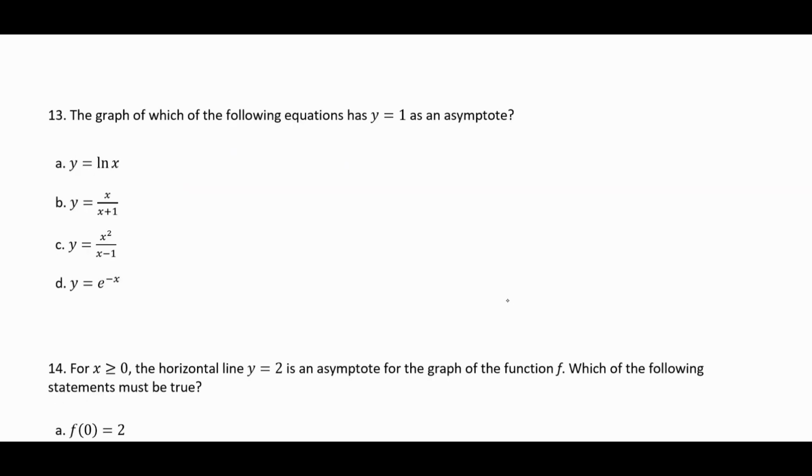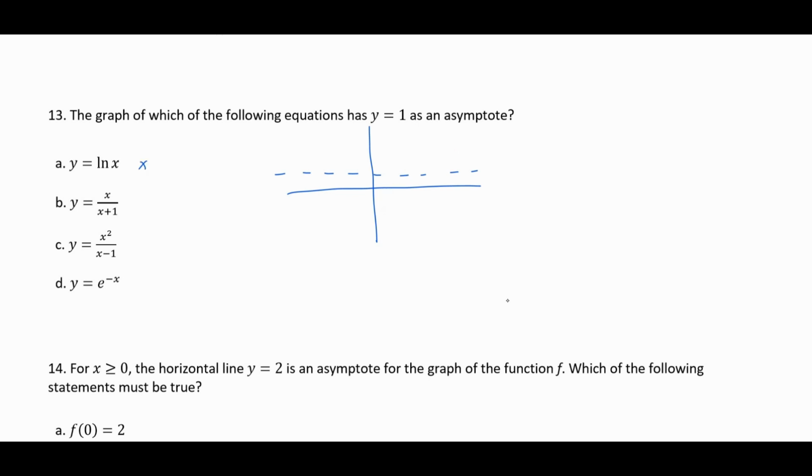On to question 13. The graph of which of the following equations has y equal to 1 as an asymptote? So y equal to 1 is this horizontal line. That's what we'd be looking at. So natural log x does not have that asymptote. In fact, it actually does one of these. So it doesn't even have that asymptote going through there. So that can't be our answer.